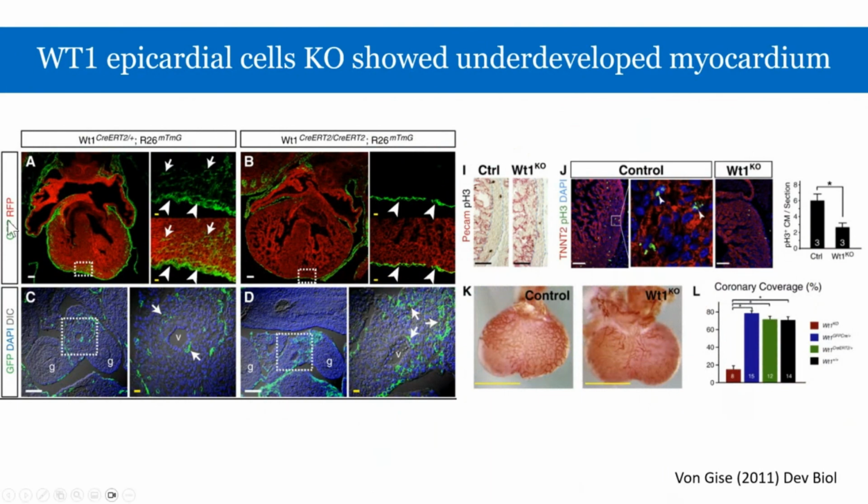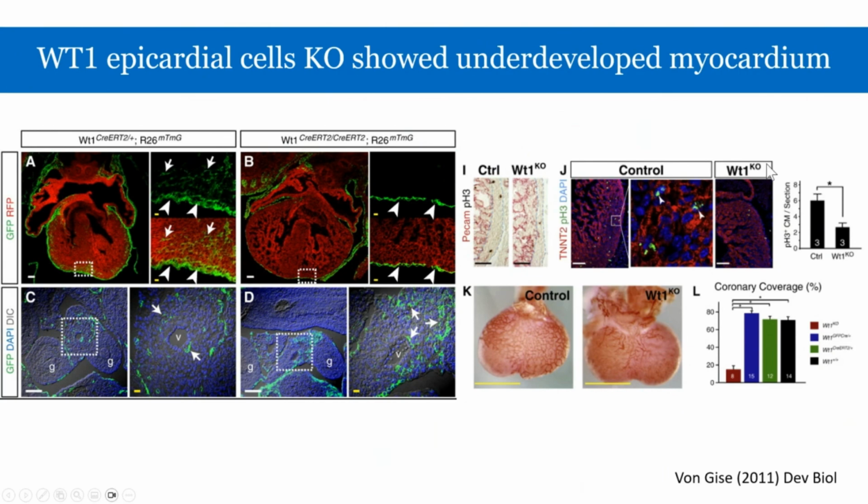As you can see, in the wild-type hearts, the myocardial wall is very compact with a very nice layer of epicardial surface, which is expressed in green. In the knockout of WT1, you can see much fewer epicardial cells on the outer surface. There are no invasions or integrations of the epicardial-derived cells into the myocardium, and you can see the cells are much fewer in both the ventricle and the myocardial wall.